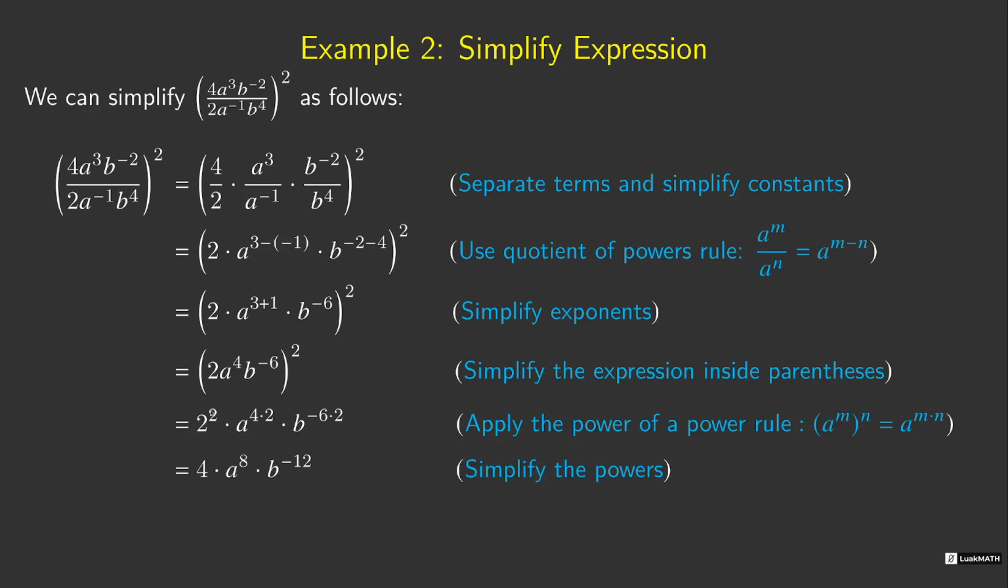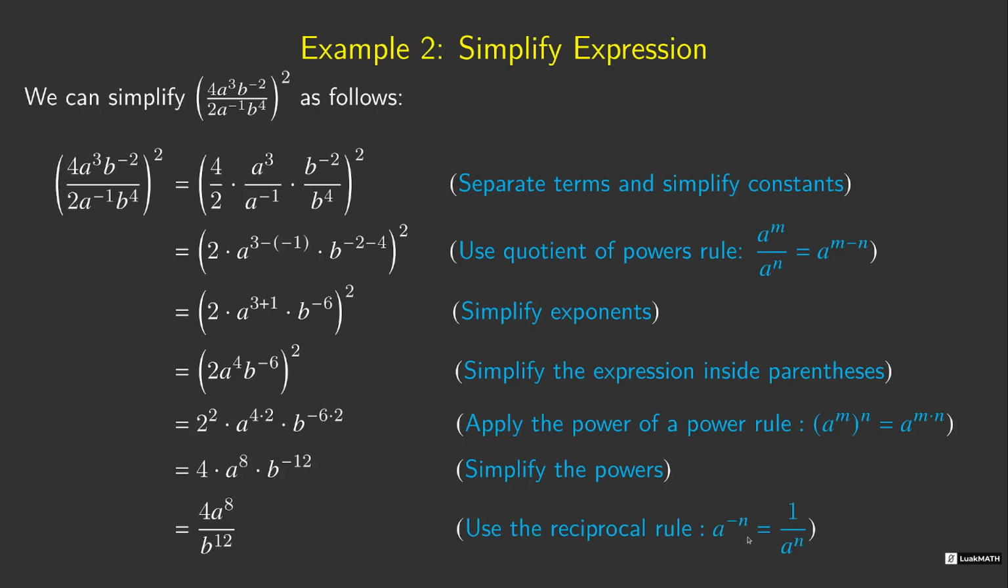So once we do that, we get this. So 2 squared becomes 4. A raised to 4 times 2 gives a raised to 8. b raised to minus 6 times 2 gives b raised to minus 12. Okay, this is essentially the final answer, but I would like to go one more step.